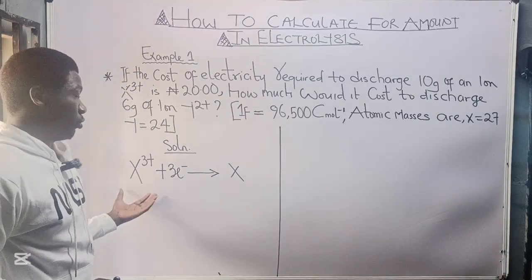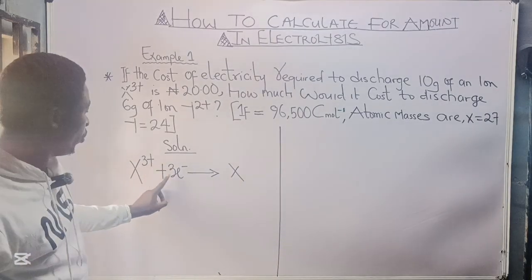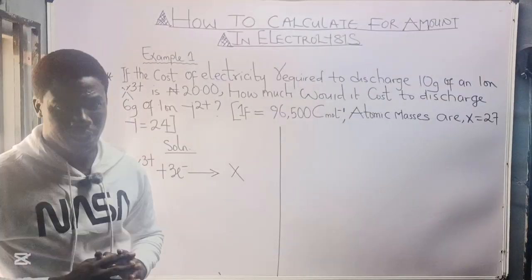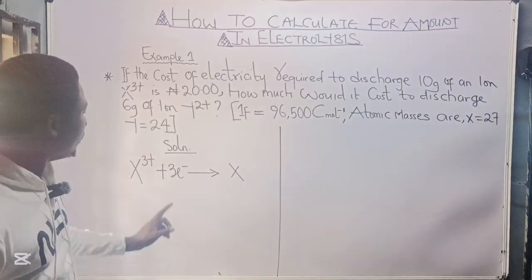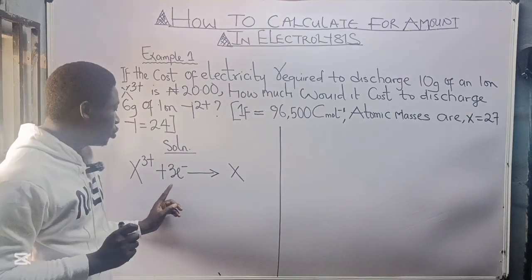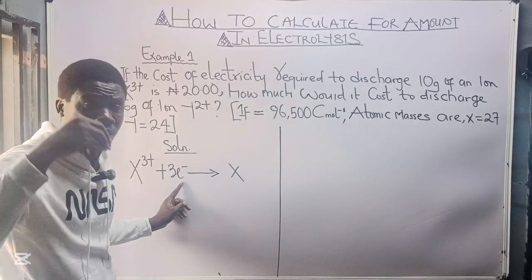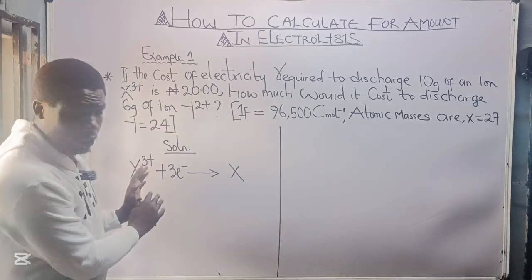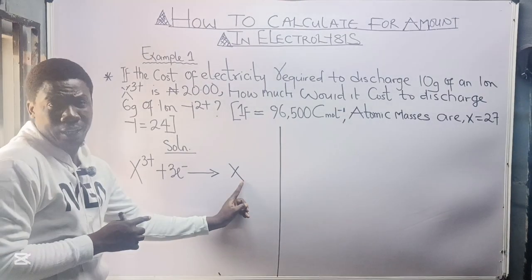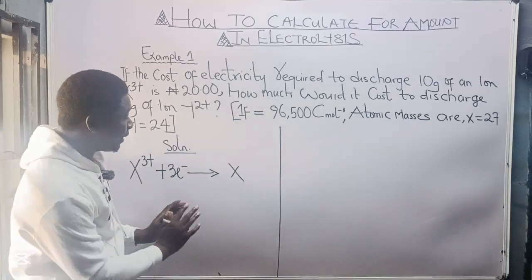You add 3 electrons to the ion so that it gives you X. Don't forget that this ion means it has lost 3 electrons, so if you add these 3 electrons to it, it returns back to its original state. Now, this number of electrons is the same as the number of Faraday. If I have 3 electrons, it equals 3 Faraday. If I have 4 electrons, it equals 4 Faraday. So according to this question, we have 3 electrons needed to reverse this ion from the ionic state to the atom itself.